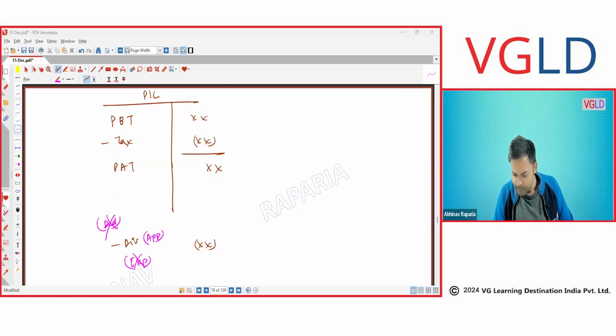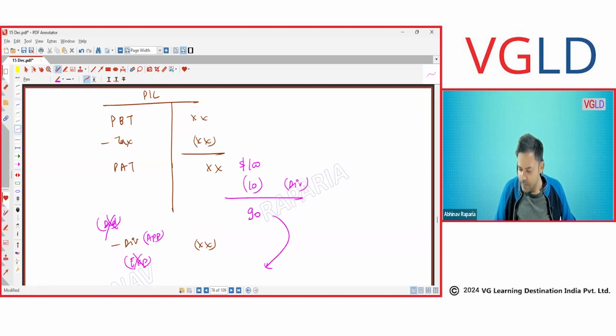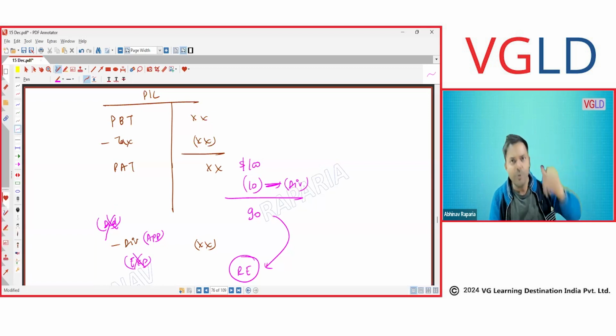Let's say my profit is 100, and out of that I'm paying a dividend of, let's say, 10. How much is the balance? Balance is 90. Where will this 90 go? 90 will go to retained earnings, reserves and surplus. But I'll reduce the dividend amount from this. The dividend amount which I'm reducing is not an expenditure reduction, but obviously I have to reduce it, and the balance whatever I'm having will go to my retained earnings. Point clear, guys?